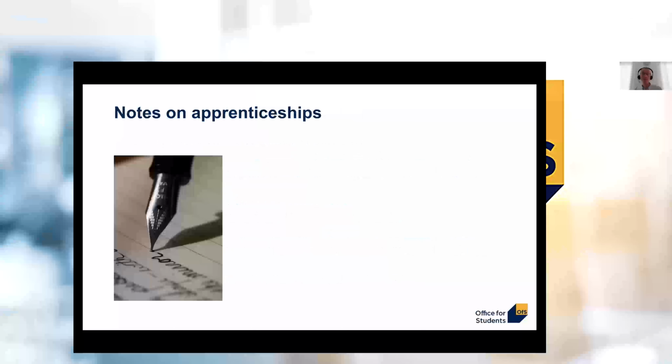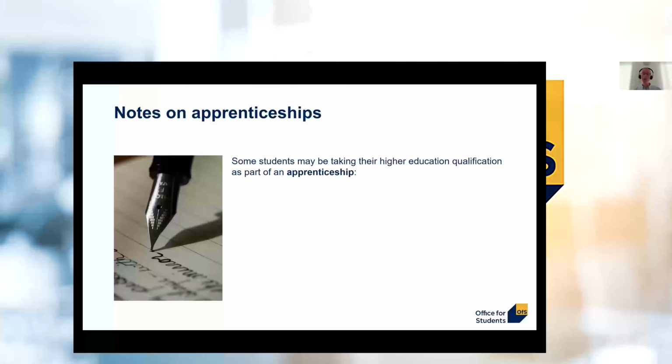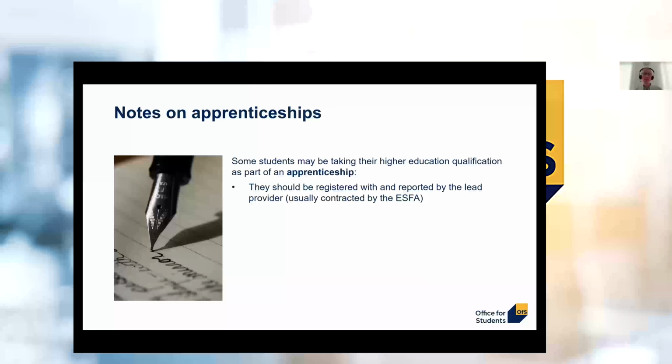Continuing these thoughts about registration, let's take the chance to make a few points about apprenticeships, because some students may be taking their higher education qualification as part of an apprenticeship. For HESES, they should be registered with and reported by the lead provider. Again, that's the one usually contracted by the ESFA. For apprenticeships, we only fund activity related to the higher education course, so only activity that directly contributes to their recognised higher education qualification should be counted towards their activity that's reported in HESES. That activity is what determines a student's mode of study, part-time, full-time, which we'll talk about in a few moments.